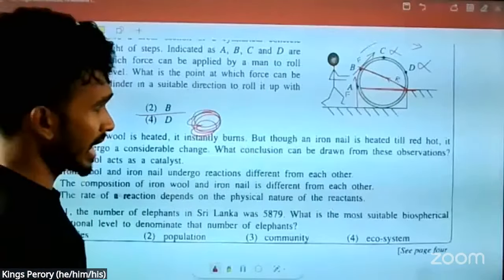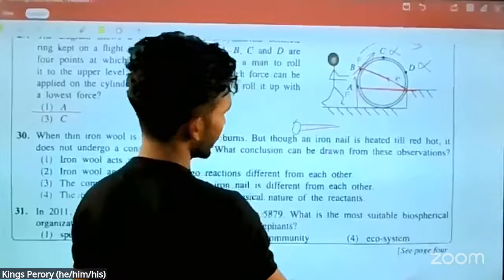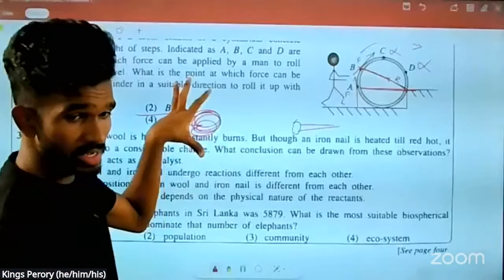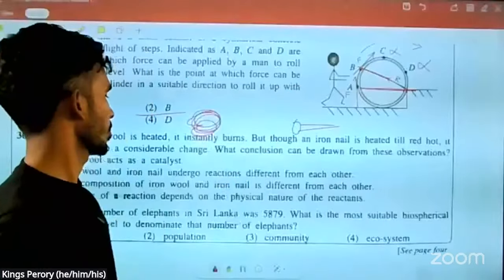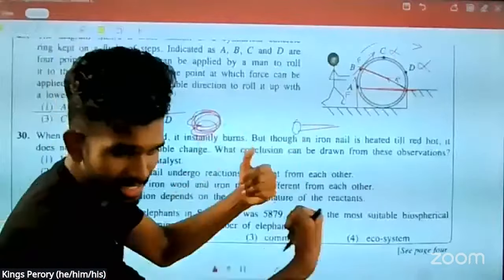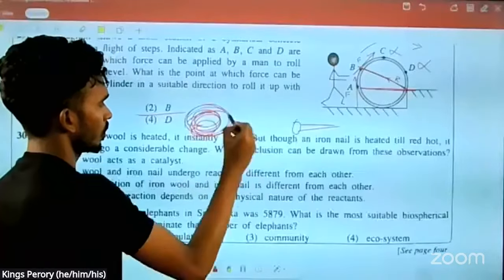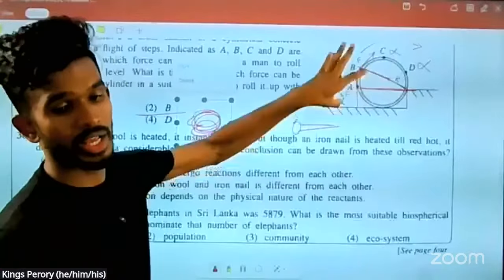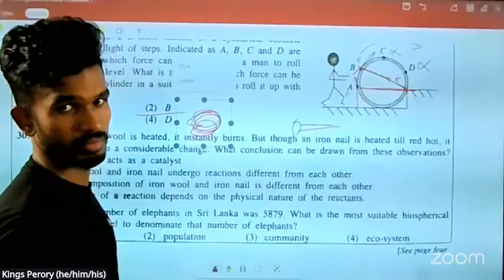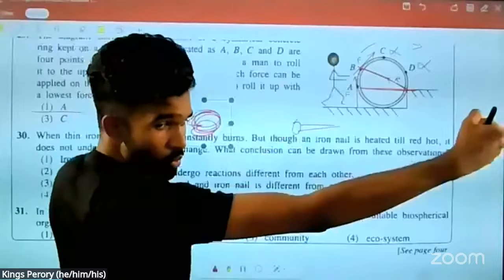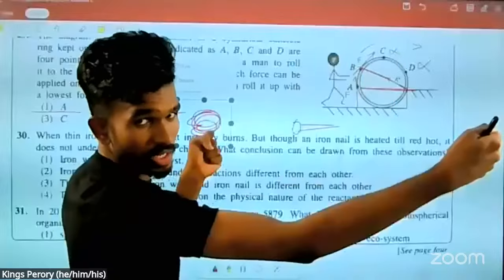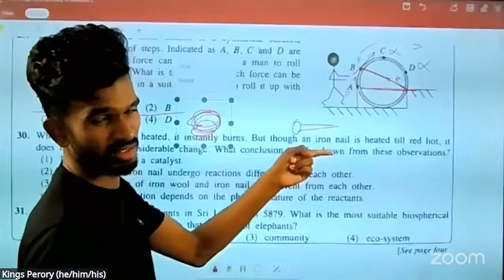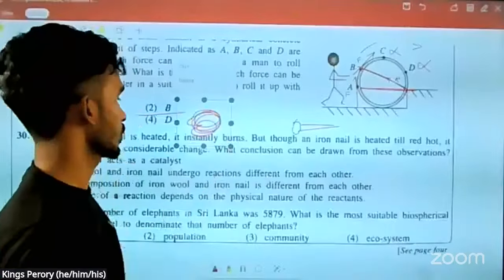But though an iron nail is heated till red hot, it does not undergo a considerable change. Wool will catch fire and burn, not the iron nail. Why? Here the surface area is less. Here the surface area is more, and all the internal parts are exposed. Here the internal parts are not exposed. Just imagine you take the iron nail and scrape everything and make it into a wool. All the inside will be exposed. Then the surface area increases. Usually the nail's surface area is less compared to the iron wool.